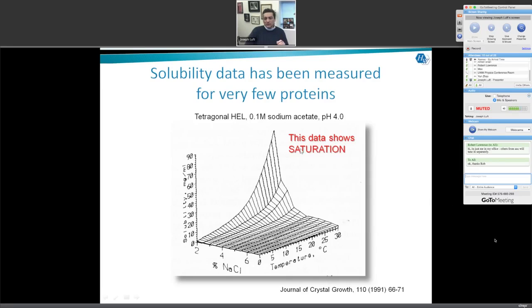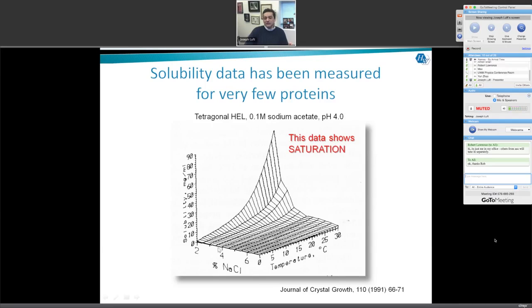Okay? So if you look at this solubility data for lysozyme, you can see that it's much more soluble at a low concentration, 2% sodium chloride, and higher temperatures, 30 degrees. So you're up to 90 mg per mil. As you decrease the temperature, you're decreasing the solubility of the protein. Okay, so this is one slice of saturation data for one protein.